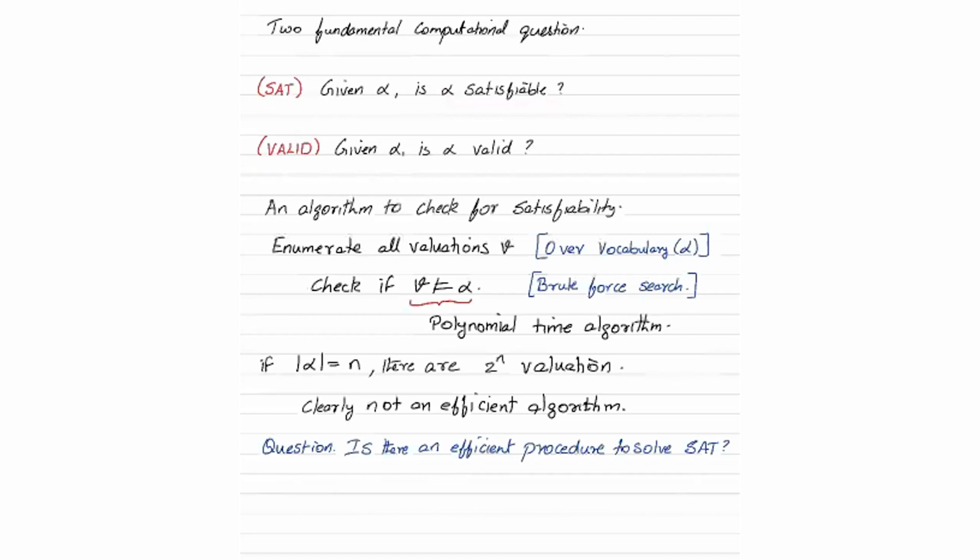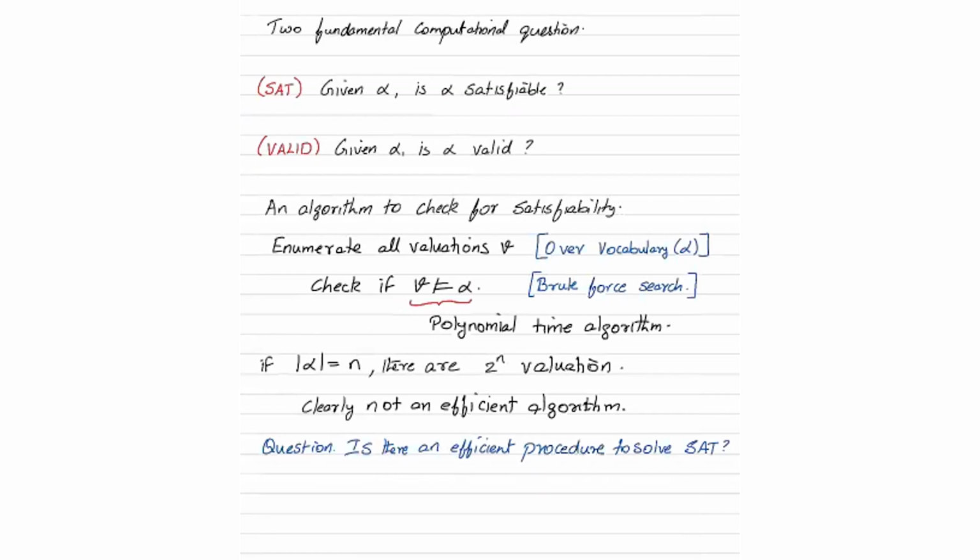Okay. So what about this question? Well, it turns out that it's a hard question. What would be a naive procedure to solve this problem? An algorithm to check whether a formula is satisfiable. What would be the most naive algorithm or procedure to check this? Enumerate all possible assignments. Yes, simply enumerate all possible valuations and check, right?